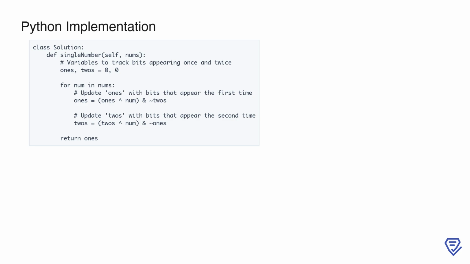Efficiency. Time complexity. The solution runs in O(n), where n is the size of the input array. Each number is processed exactly once. Space complexity. The solution uses O(1) additional space, as we only use 2 variables, ones and twos, to track the state. Edge cases. If the array contains only one number, that number will be returned correctly.